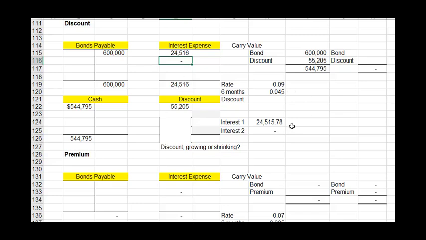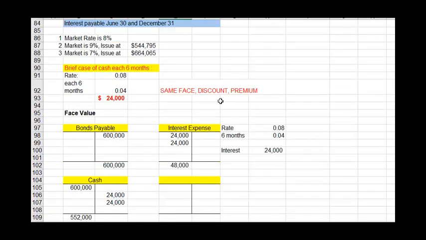Now, what else do we know? If this is interest expense, how much am I paying in that briefcase of cash? Do not forget, the briefcase of cash is always the same no matter if we're using a face value bond, a discount bond, or a premium bond. We will always use $24,000 as the briefcase of cash. Let's refresh ourselves. It is calculated in this manner: stated rate divided by 2 times our $600,000 that our bond is worth.